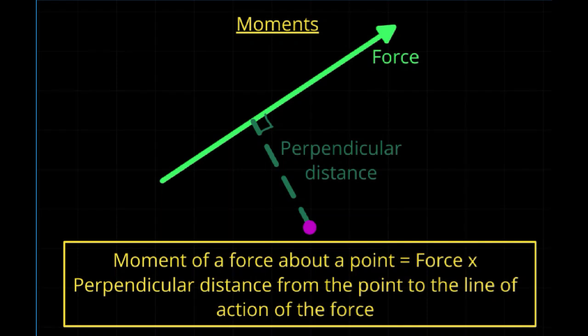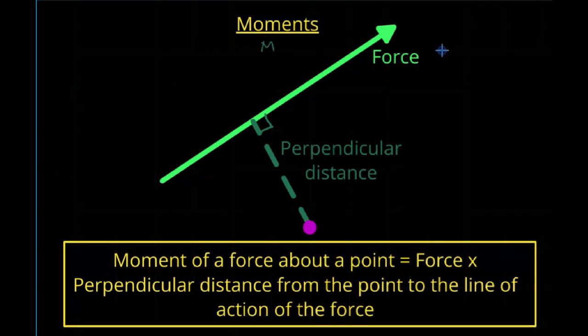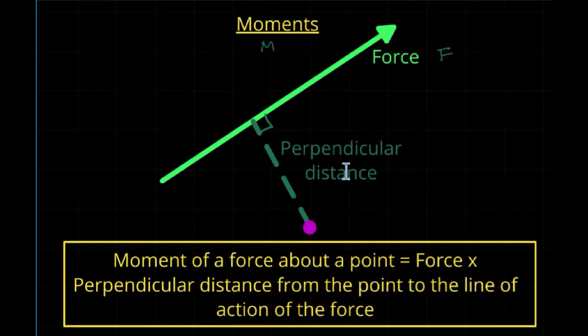I've written in the box at the bottom that the moment of a force about a point is equal to the force times the perpendicular distance to the line of action of the force. To make that a little bit simpler, I'm going to call the moment M, the force F, and the perpendicular distance d. We now see that the moment is equal to the force times the distance.